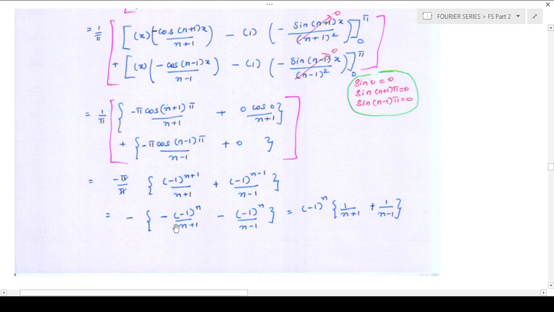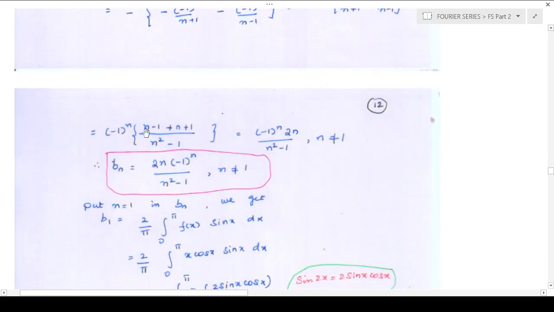So you will be having negatives. The negative outside will be taken inside. Both will be positive terms. Take minus 1 whole power n outside. It will be 1 by n plus 1 plus 1 by n minus 1, right? Take LCM, simplify, you'll be getting the term like this. But in the denominator, if you put n equal to 1, it will become infinity. The bn value will become infinity.